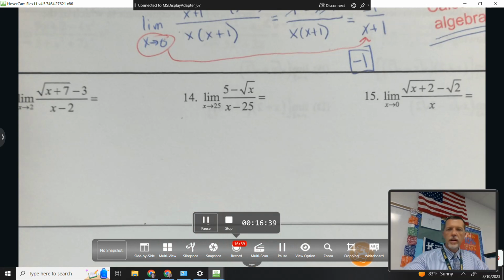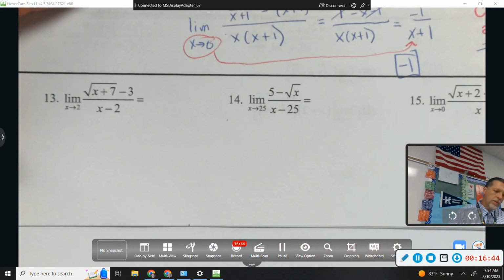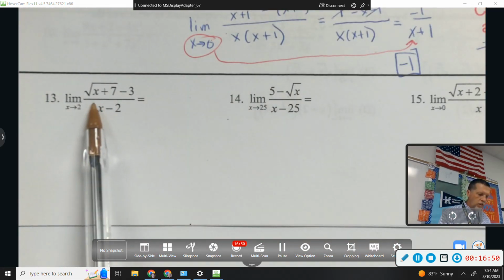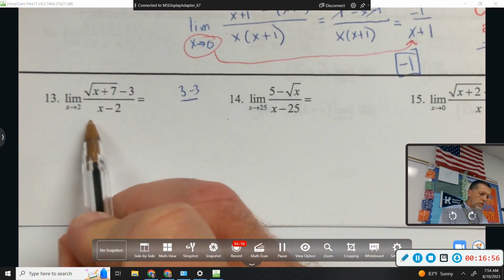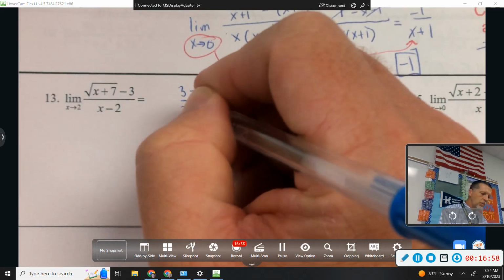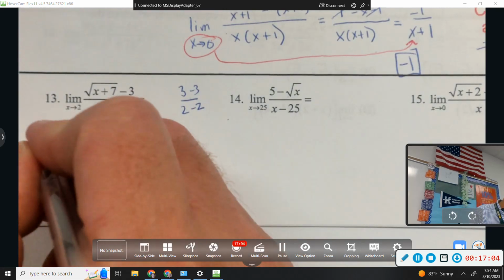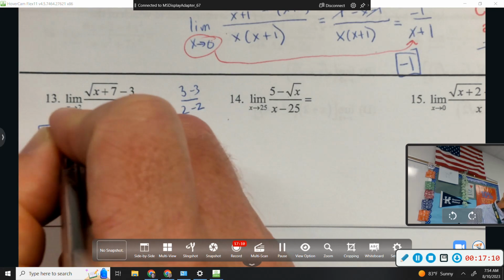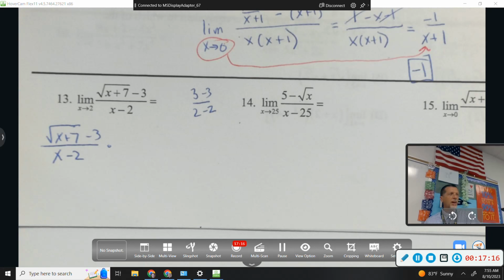So peek ahead to 13. Oh yeah, got to substitute first. Let's see, 2 plus 7 is 9, square root of 9 is 3. Substitute 2 in the bottom, 2 minus 2 is 0. So yeah, 0 over 0, we've got to do something. And the something is multiply by the conjugate that involves the square root. So it doesn't really matter if it's in the top or the bottom. All of these are in the top. But multiply by the conjugate that involves the square root. And then algebra.